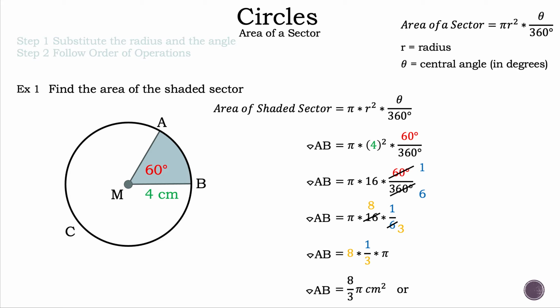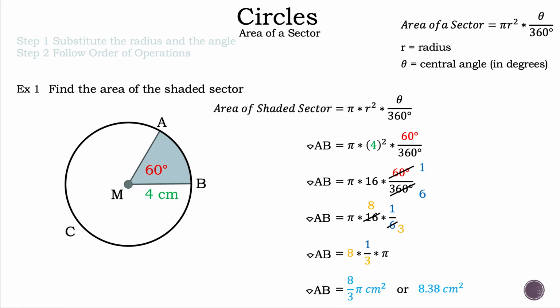And the last thing that we're going to do with this example is we're going to convert that number into a decimal, because sometimes it asks you for that. In order to do that, we multiply 8 over 3 times pi, or 3.14, and the result of that is 8 and 38 hundredths, and that number has been rounded to the nearest hundredth. We have our units, centimeters squared, so we have two different ways to represent the area of a shaded sector with a central angle of 60 degrees and a radius of 4 centimeters.